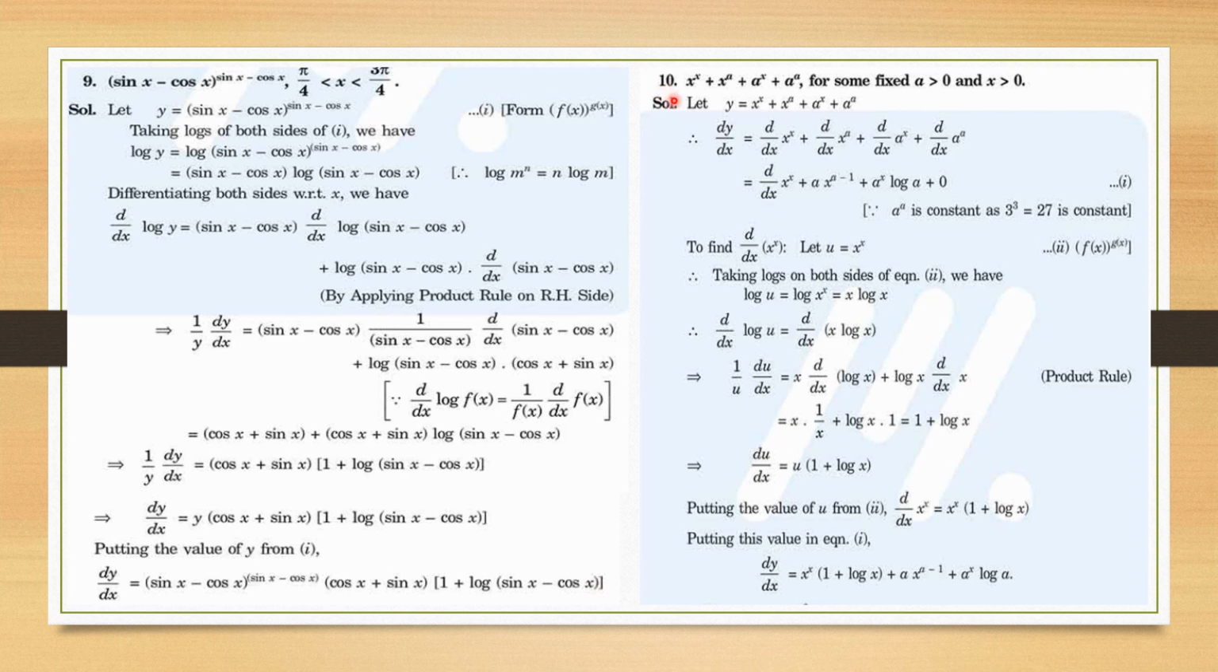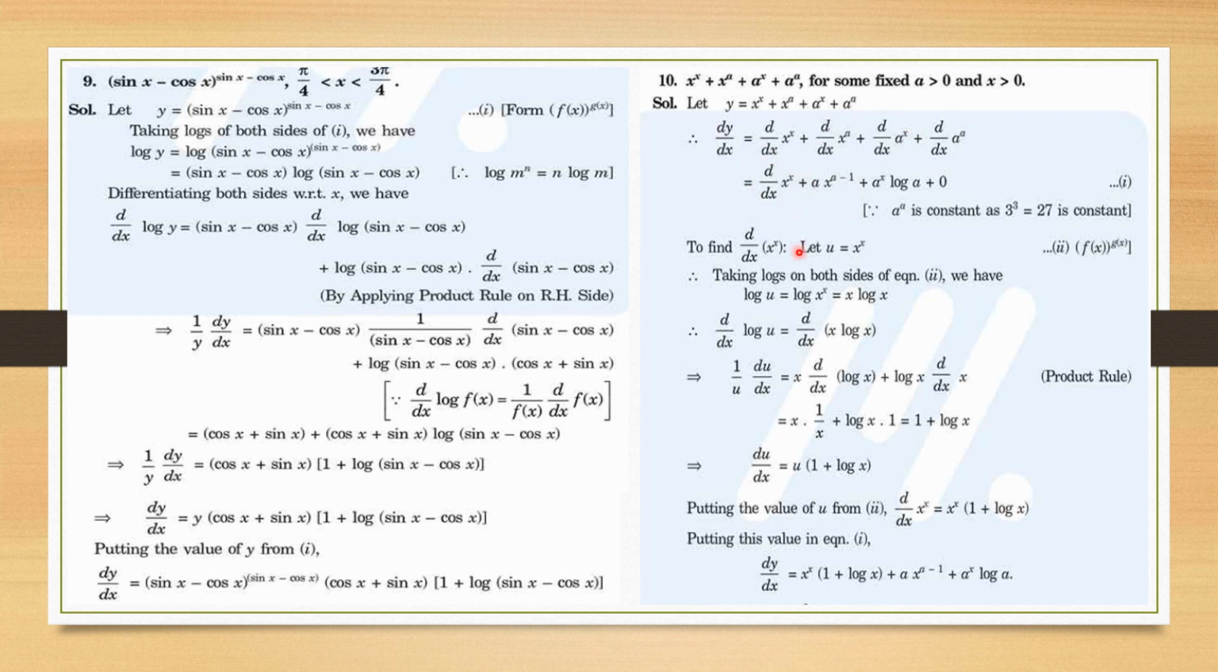Number 10 is: there are four functions which are totally different from each other, like x raised to power x, x raised to power a, a raised to power x, plus a raised to power a, for some fixed a positive and x positive. Now as all these functions are different, for taking the derivative I have to separate all the terms. Okay, so the first one is x raised to power x.